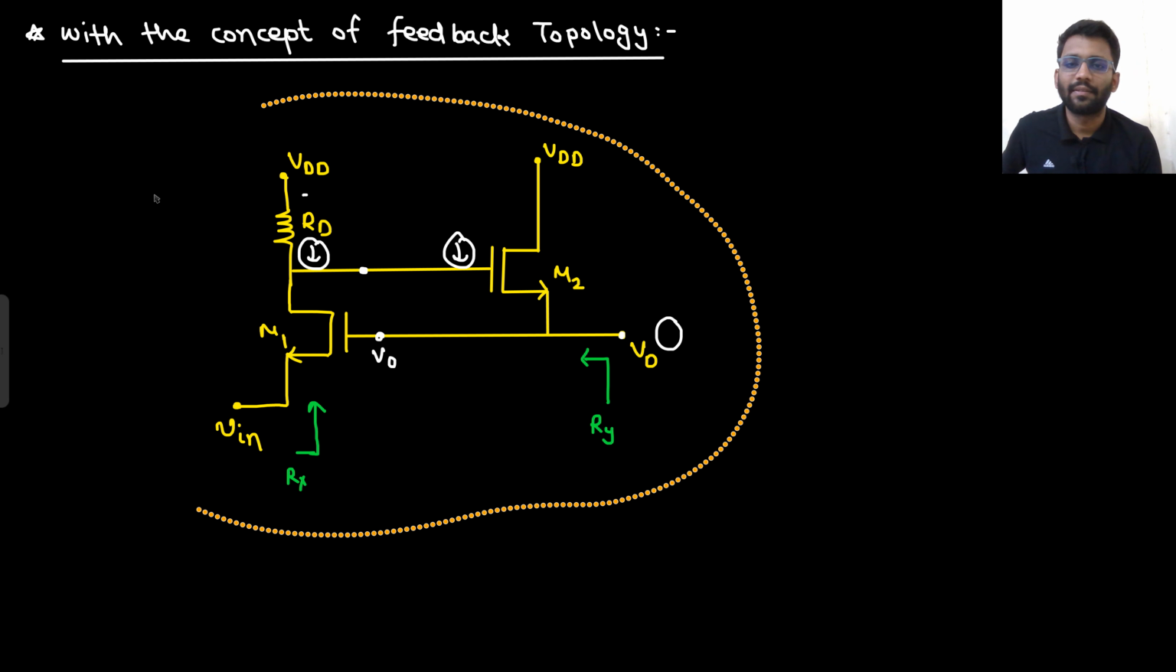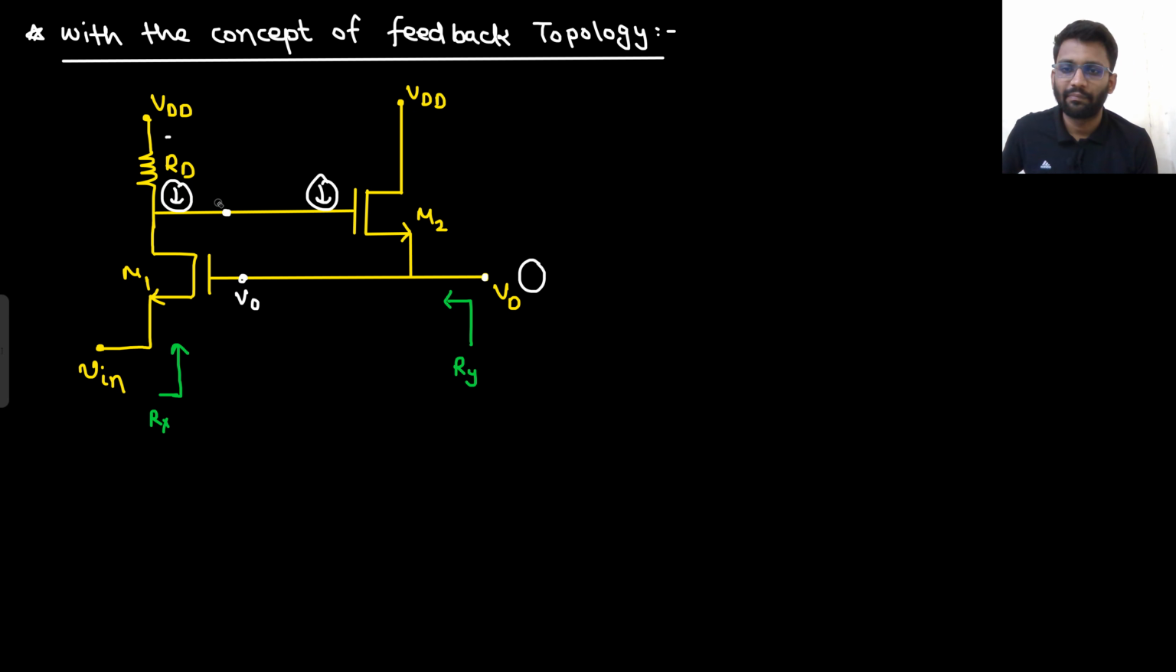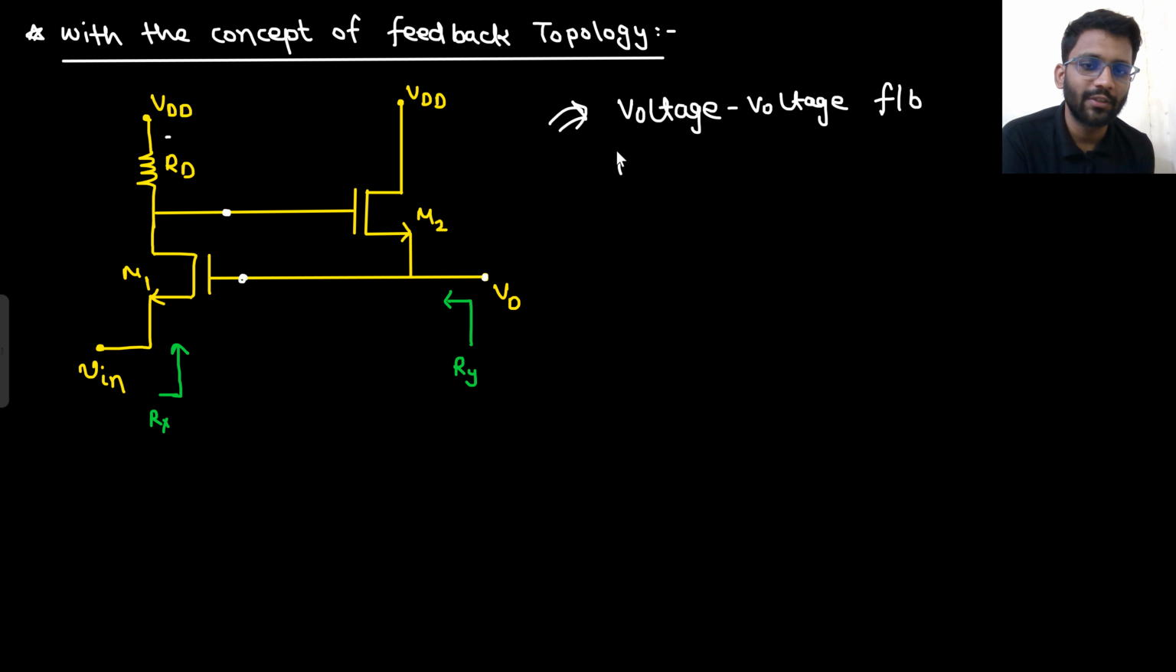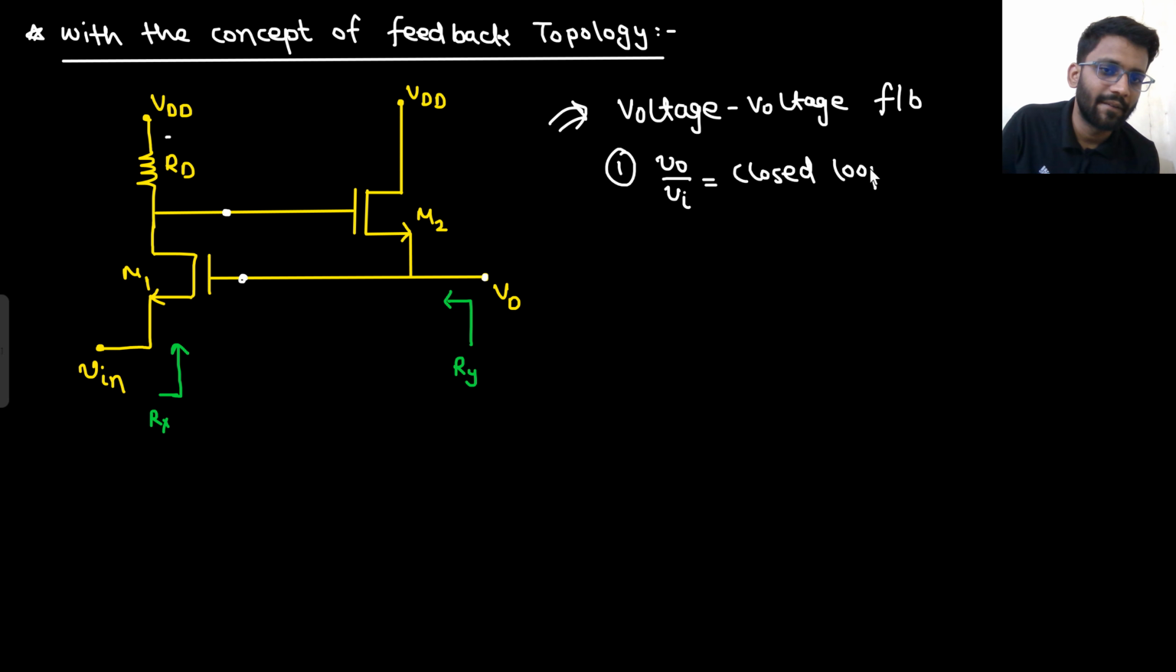Now this circuit was there. So what was my conclusion? The conclusion was that this was voltage feedback, voltage feedback topology. So what is the scene for voltage feedback? What is the closed loop gain? This will be the gain V naught by V in. V naught by V in would be equal to the closed loop gain only, no? Closed loop gain, right?